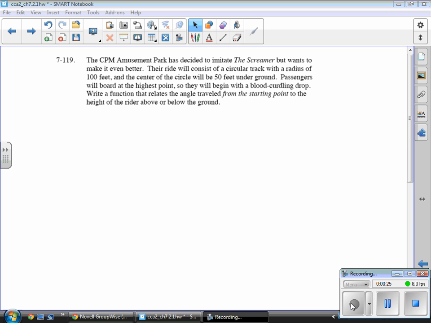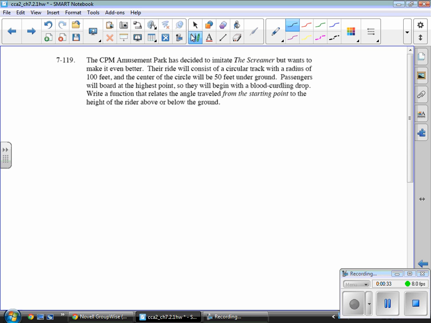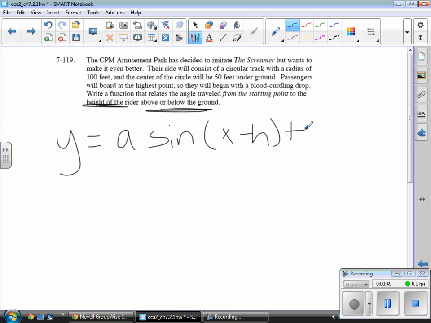Write a function that relates the angle traveled from the starting point to the height of the rider above or below the ground. So let's first determine which function it is going to be. Is it sine or cosine? Well, talking about the height of the rider above or below ground makes me think it's going to be sine. So let me write the general sine equation here that we talked about before break.